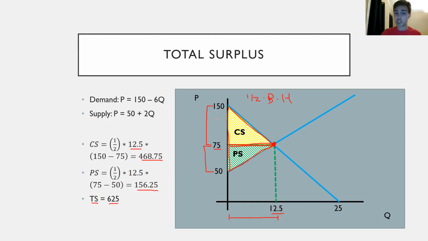And then one thing you can do to check this, if you wanted to, is calculate just the area of the larger triangle instead of doing it individually with consumer surplus and producer surplus. And you would again find that the whole area is 625 by multiplying 12.5 times 1/2 times 150 minus 50. So that's another way to do things, or to just check your math.